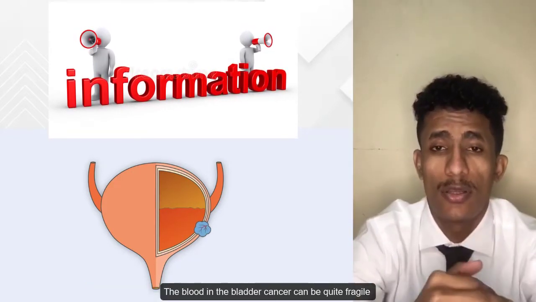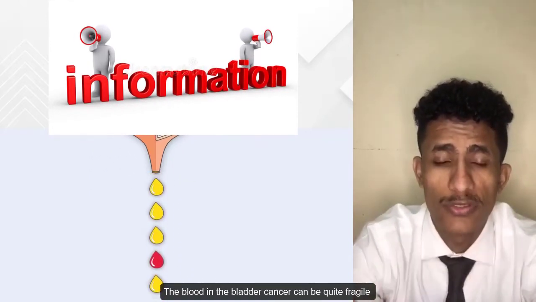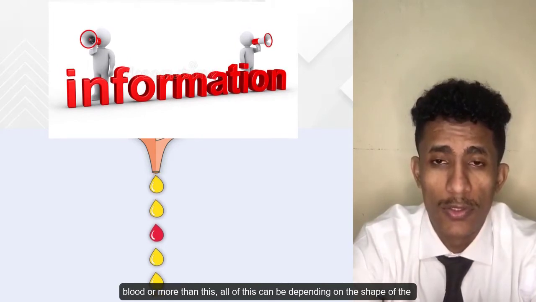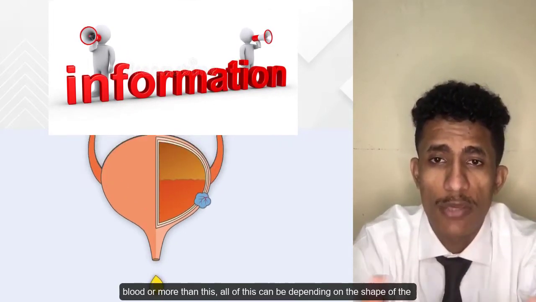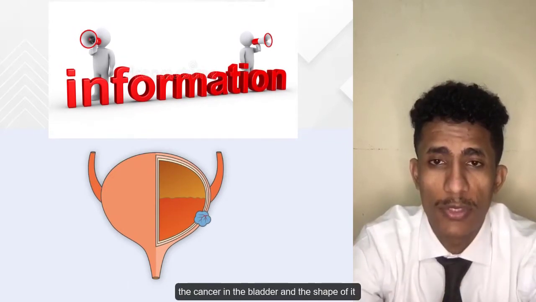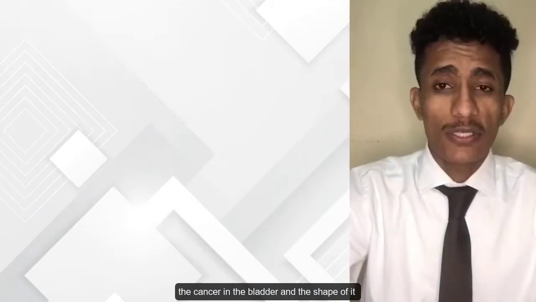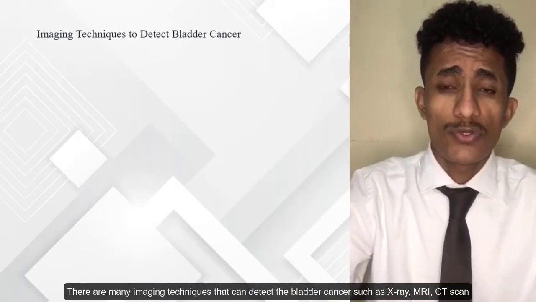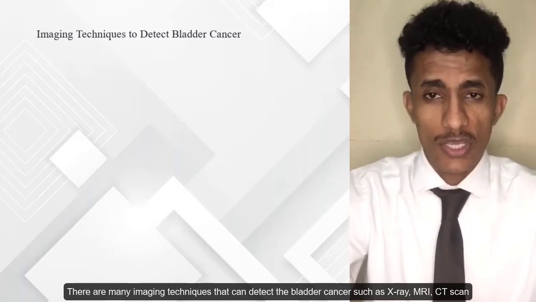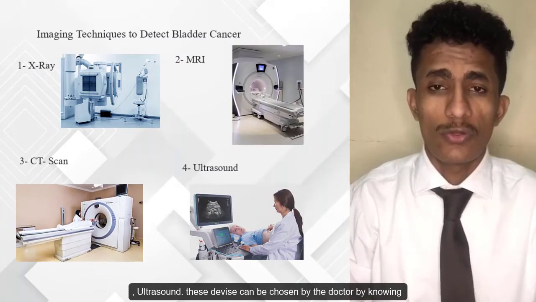Blood in bladder cancer can be quite red blood or more than this. All this can depend on the shape of the cancer in the bladder and the stage of it. Also, there are many imaging techniques that can be used to detect bladder cancer, such as X-ray or MRI or CT scan or ultrasound.